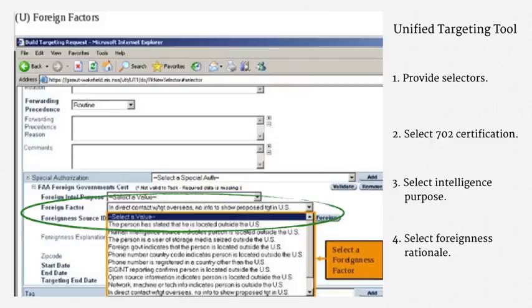In this image, the analyst's rationale is that the proposed target is communicating with an existing foreign target, and no information indicates the proposed target is inside the United States. Let me put that differently. An analyst is entitled to assume that someone communicating with a previously approved target is also outside the United States. That's a pretty strong assumption.